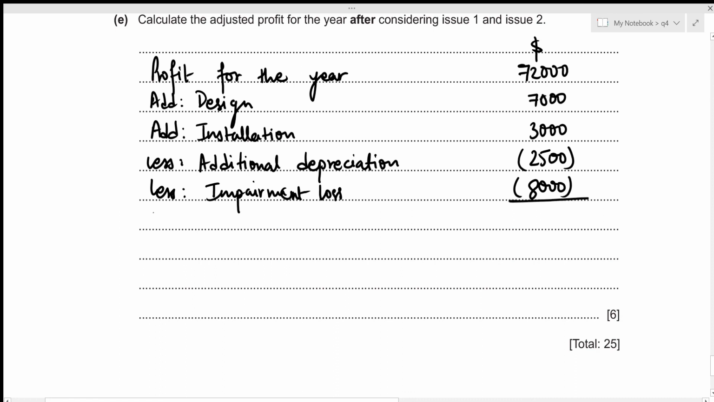So now we can figure out the adjusted profit. And that is just going to be the sum of these 5 amounts. So that's 72,000 plus 7,000 plus 3,000 minus 2,500 minus 8,000, which results in the value of 71,500. So this concludes the 5th part of this question as well as this entire question.